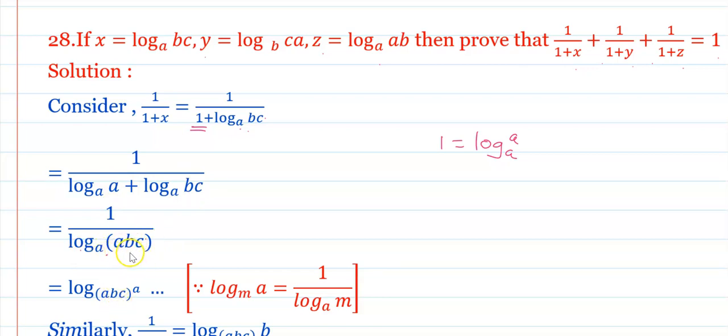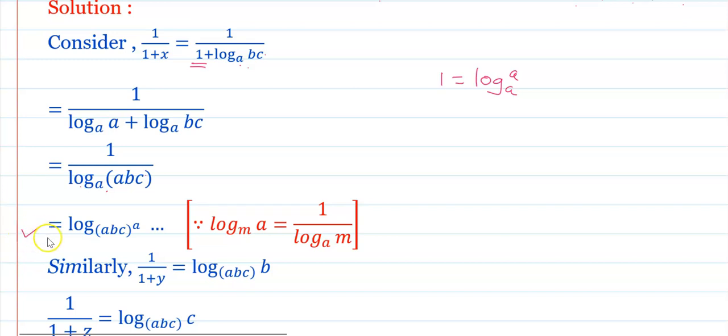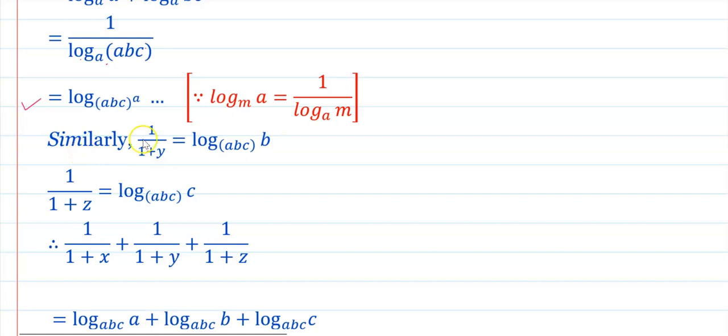Again, by the change of base property, one of the important formulas, 1 upon log of m to the base n is nothing but log of n to the base m. So how can we write this? Log of A to the base ABC. This is the first part, for 1 upon 1 plus x. Similarly, 1 upon 1 plus y will be nothing but log of B to the base ABC. And 1 upon 1 plus z is equal to log of C to the base ABC.